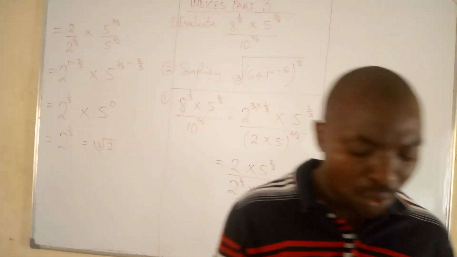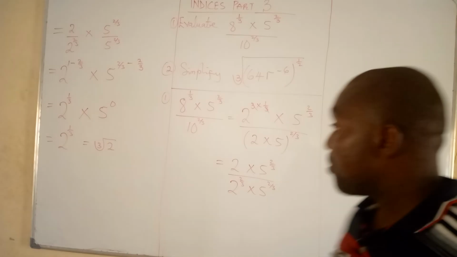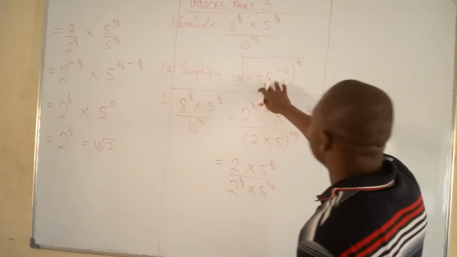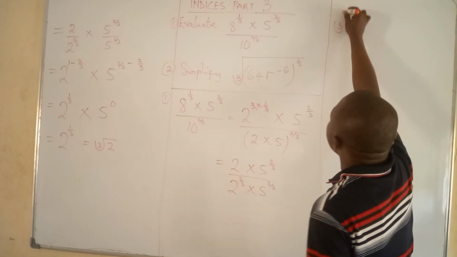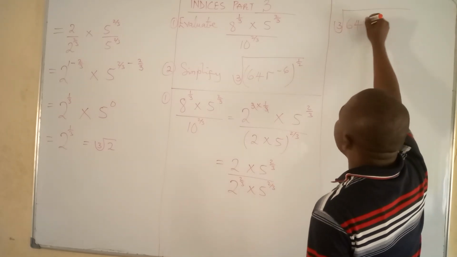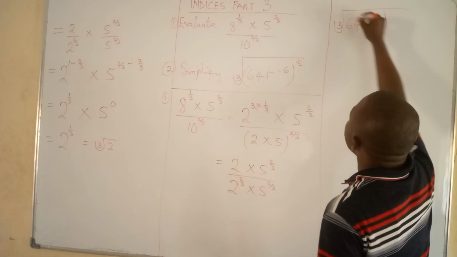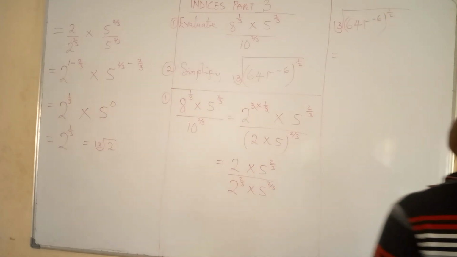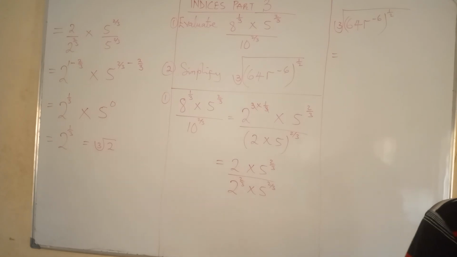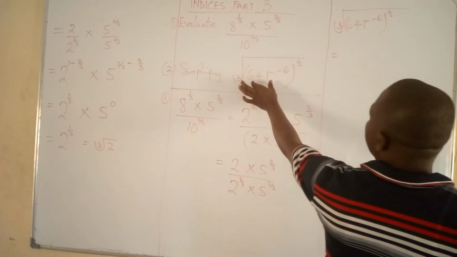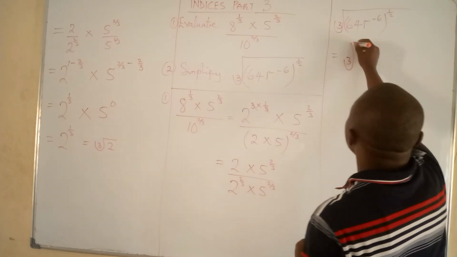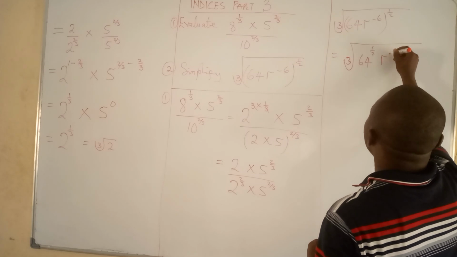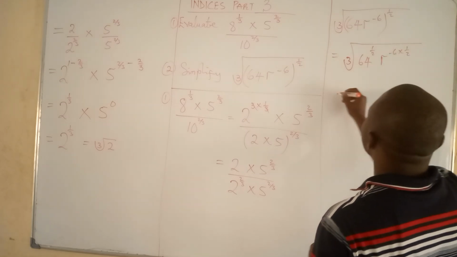So we now go over to the next example. The next example is that we should simplify the cube root of this. Cube root of 64 raised to the power minus 6. Then everything raised to power 1 over 2. This power will affect everything in the bracket. So this is the same thing as the cube root of 64 raised to power 1 over 2, r raised to power minus 6 times 1 over 2.